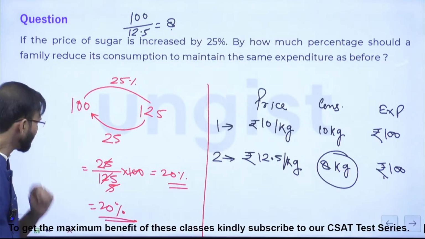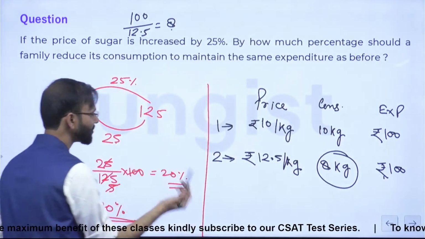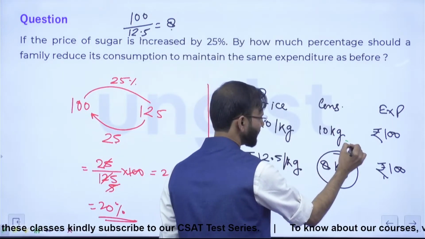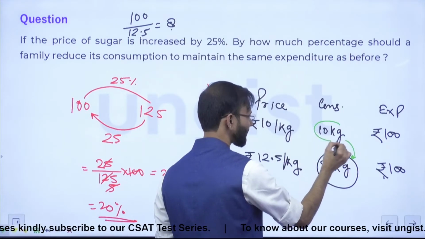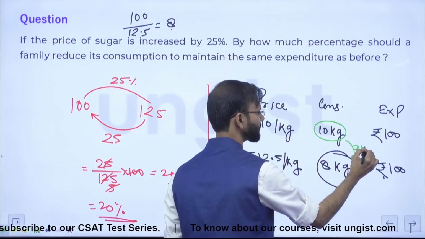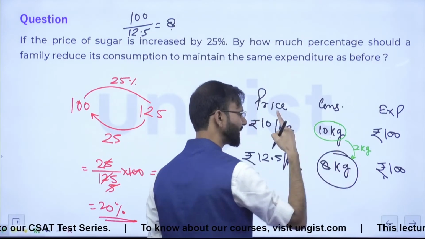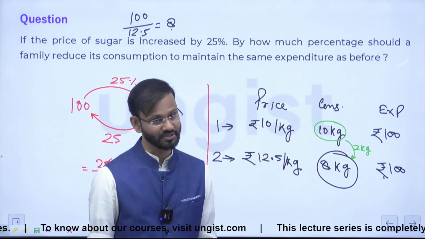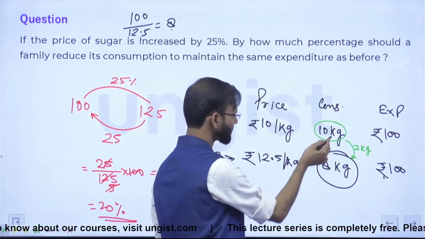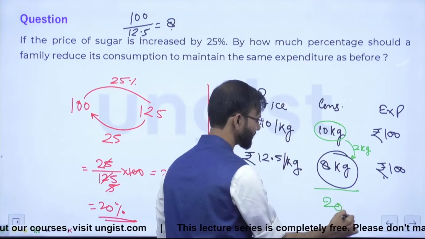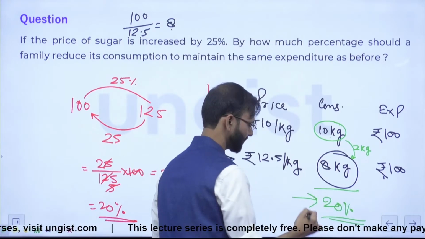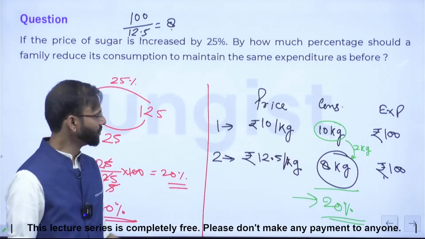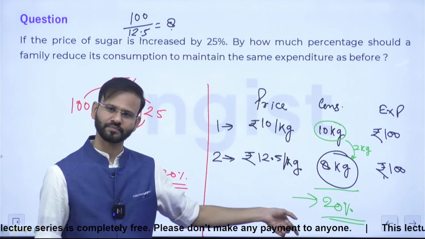Guys, it is clear. Now, the question is, it is the reduction of what percentage? मुझे ये बताइए, your consumption reduced by 2 kg with respect to 10 kg. कितना percent है ये? 20%, right? So now your consumption is reduced by 20%. If you don't want to change your budget over sugar, then you have to reduce your consumption now.